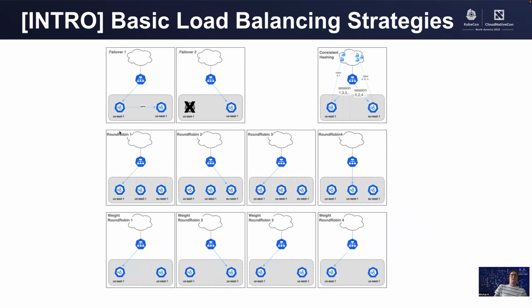A very famous load balancing strategy is failover. In failover, the load balancer routes traffic into one primary node. The primary node is synced into the secondary node, and once you lose the primary one, the load balancer detects that and starts to route traffic into the secondary one. This is very useful for high availability scenarios.